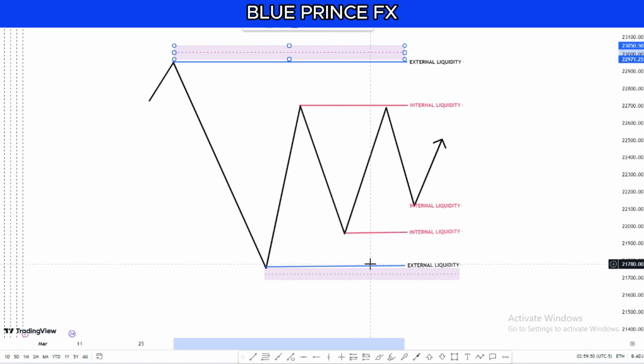External means outside of the range, so that's the extreme point of our range. Then we have our internal liquidity, which is swing highs and swing lows inside of the external liquidity.